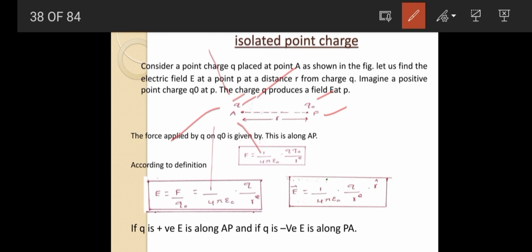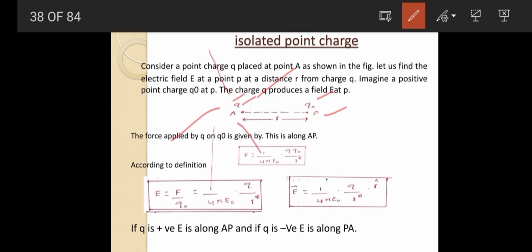This is the procedure that I have done. Now the force applied by Q on Q naught is given by... We have one positive Q charge and we are going to calculate the intensity produced by this isolated charge Q. For that I have considered another test charge which I have kept at a distance of r from the Q. If you keep one charge beside another charge, we already know that both will exert a force on each other.